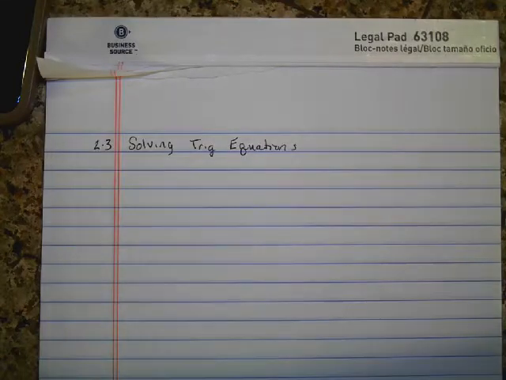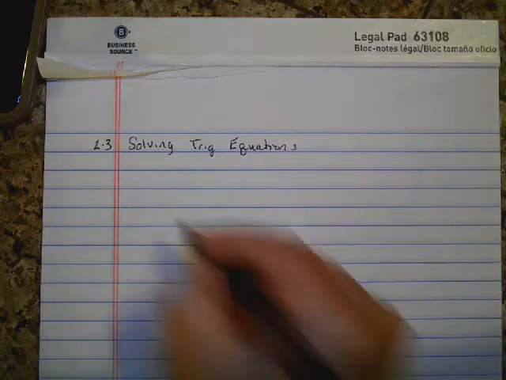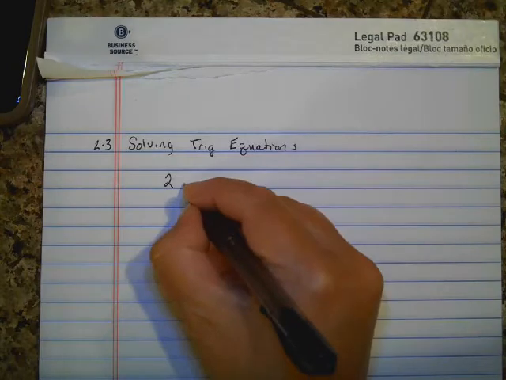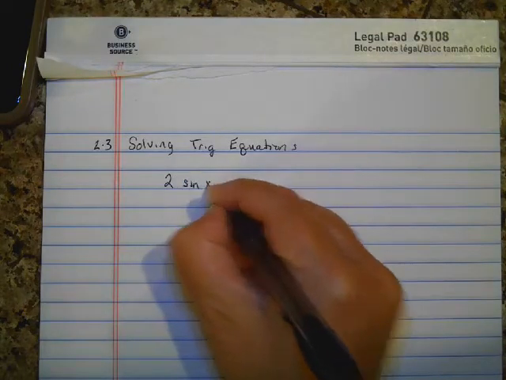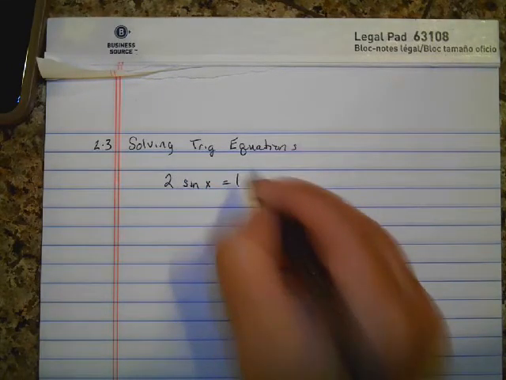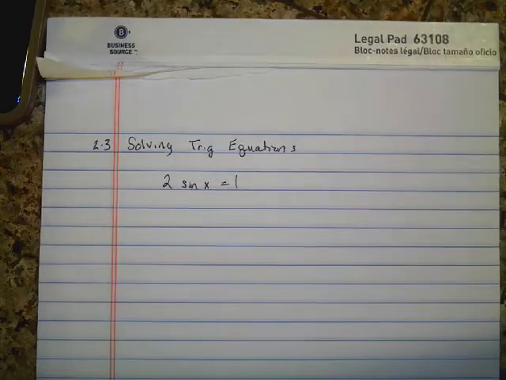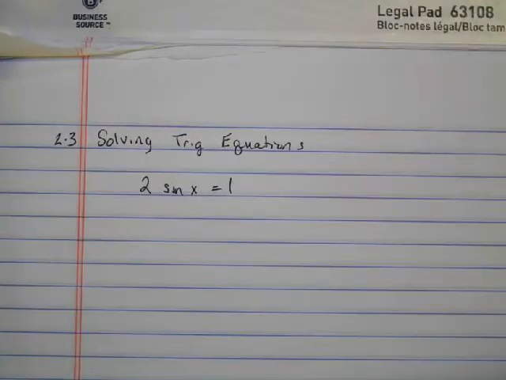Let's talk about how to solve a trig equation. So what we've done so far is just simplify because we had a problem with no equal sign. But now we're going to have something that looks like this. So you notice we have an equal sign. Because there's an equal sign, we can solve this time.